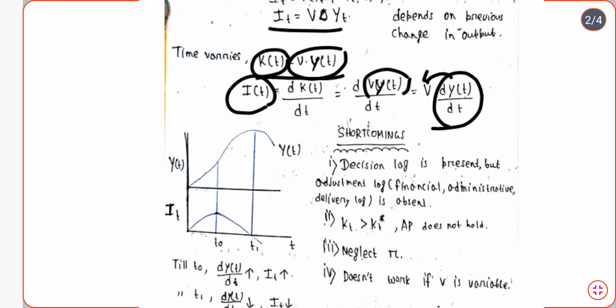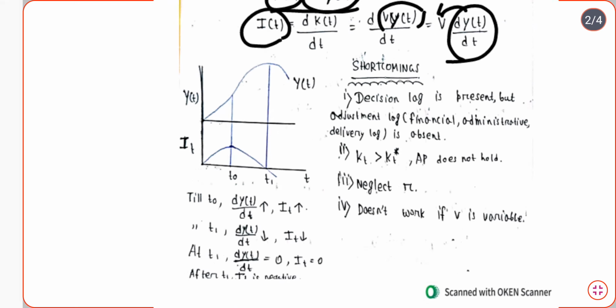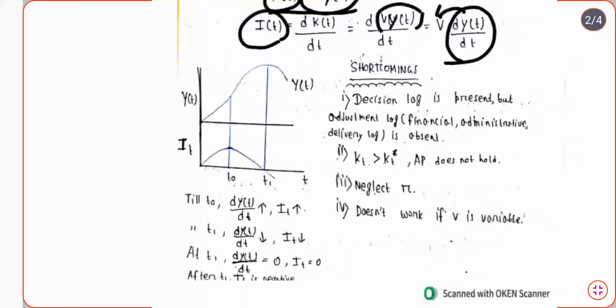So if we represent it graphically, then it will be like this. This x axis is denoting the time, and this y axis is basically denoting it, that is investment of the t-th period, and from this point it is denoting yt, that is the output of the t-th period. Now till t0, our dyt by dt, that is this portion, is increasing, and our investment it is also increasing.